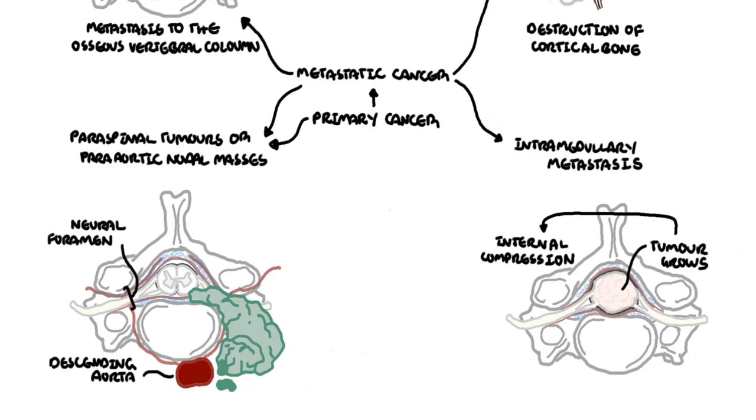The primary tumors that are mostly involved with these spinal cord compressions and metastasis to the spine include lung cancers, breast cancers, prostate and lymphoma. Most frequently, the vertebral bodies become involved by hematogenous spread. Primary bone tumors, such as multiple myeloma and osteogenic sarcoma, may also lead to spinal cord compression.